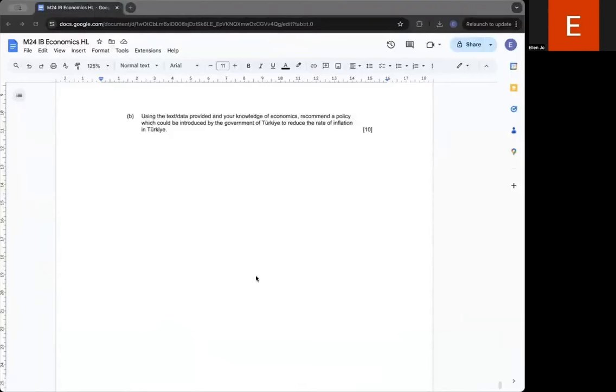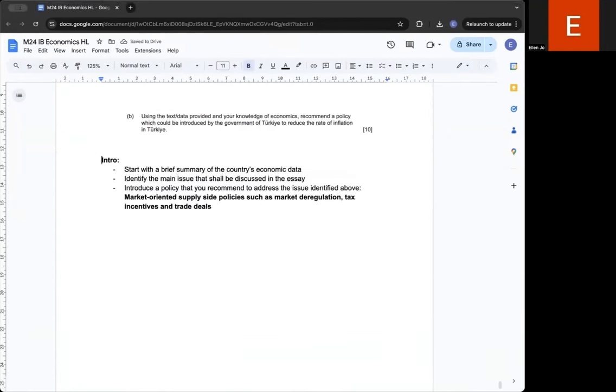Question B. Using the text data provided and your knowledge of economics, recommend a policy which could be introduced by the government of Turkey to reduce the rate of inflation in the country. You start with a brief summary of the country's economic data and then identify the main issue that shall be discussed in the essay. Last, you introduce the policy that you recommend to address the issue identified above. For this context, I would recommend a market-oriented supply-side policy, such as market deregulation, tax incentives, and trade deals.